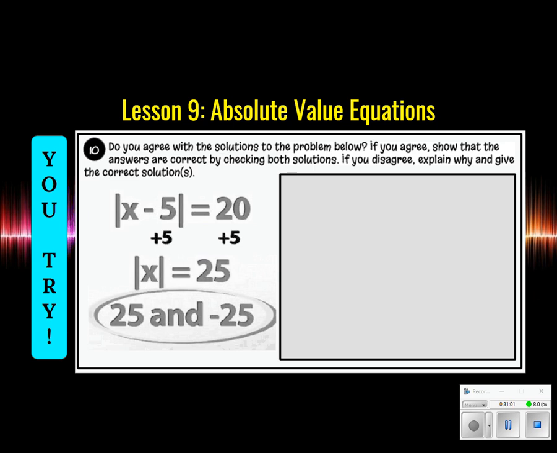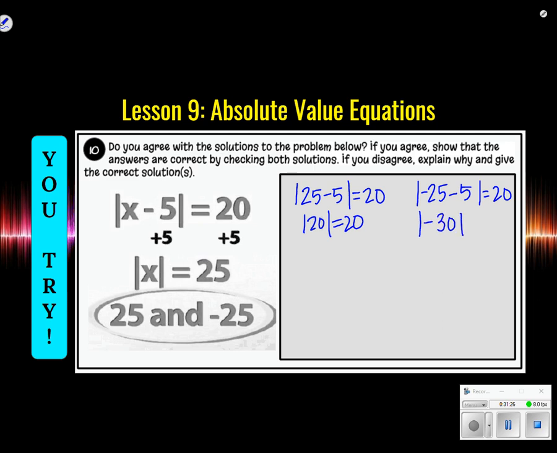All right, let's say you agree. So we're going to check. So here I have 25 minus 5 equals 20. In my absolute values, I have 25 minus 5, and that's the absolute value of 20 equals 20. That checks. Let's try the negative 25. Negative 25 minus 5 is negative 30. Negative 30 in absolute value is 30. Does 30 equal 20? It does not. So that means that this one is correct, but not this one.